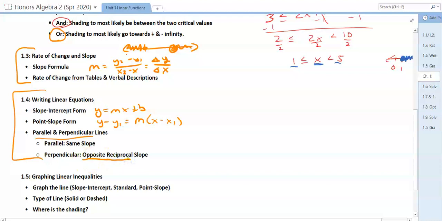And so if you've got opposite reciprocal, remember our first slope, if it happens to be, let's say, negative 5/3, the slope perpendicular would be what? That's right, 3/5, positive 3/5, because remember the opposite changes our sign and the reciprocal flips our fraction.